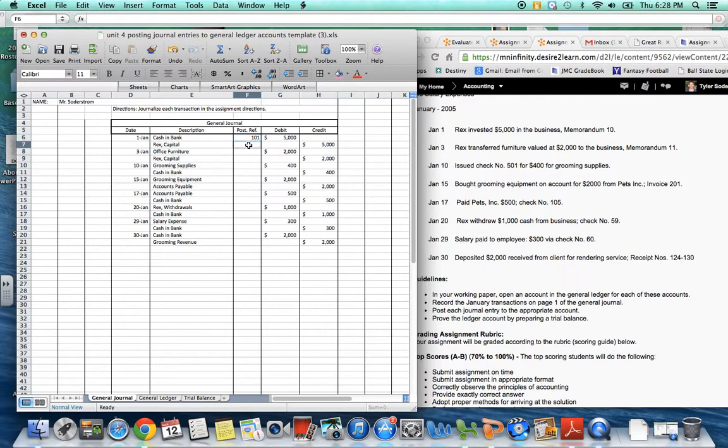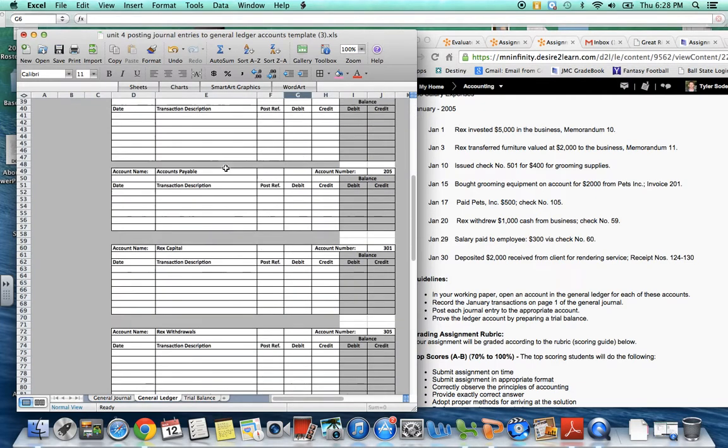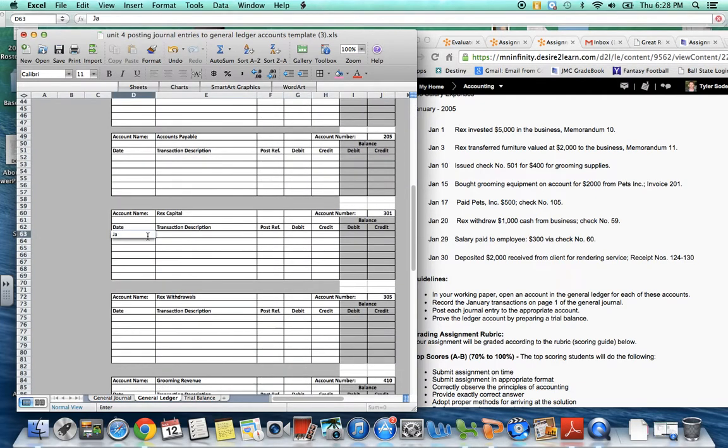I'll just go on posting. So again, my next one is a $5,000 credit to Rex Capital. So I'll go to my general ledger, find Rex Capital. This was on January 1st. Again, I don't need anything in the transaction description. My post reference, it came from the general journal, so I'll just put GJ.